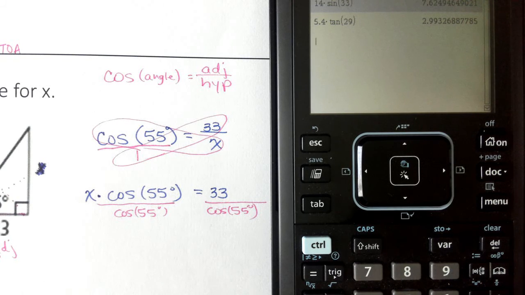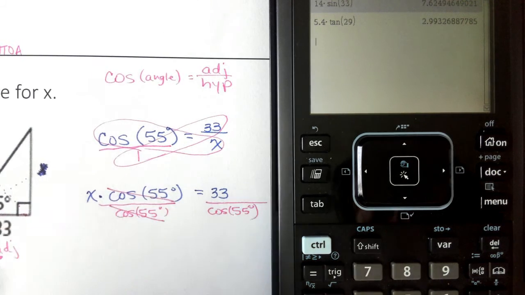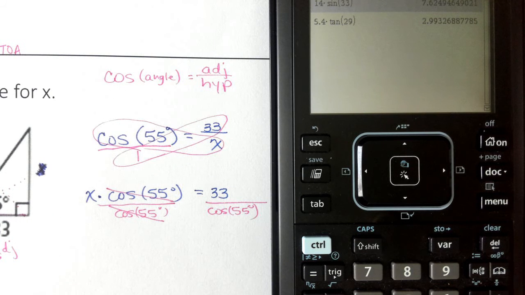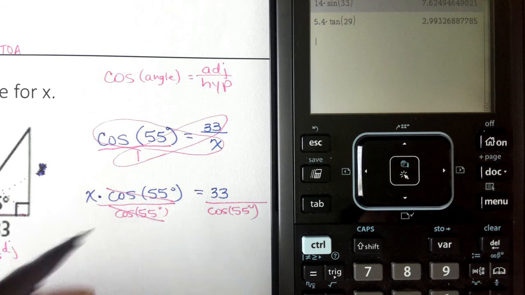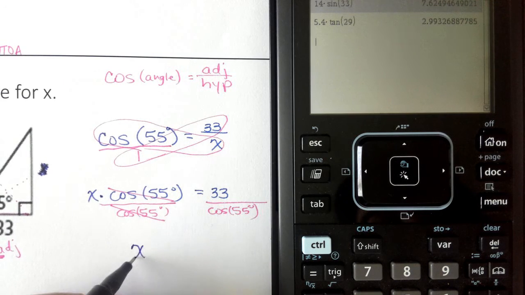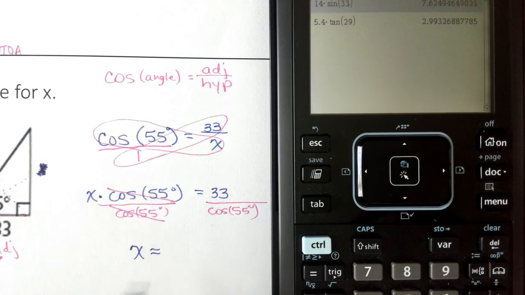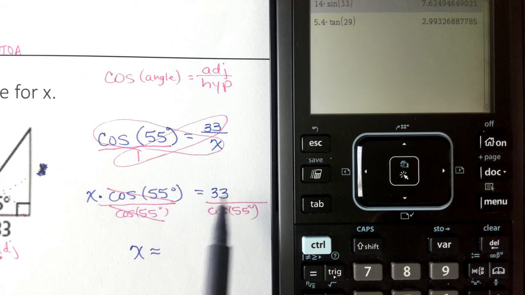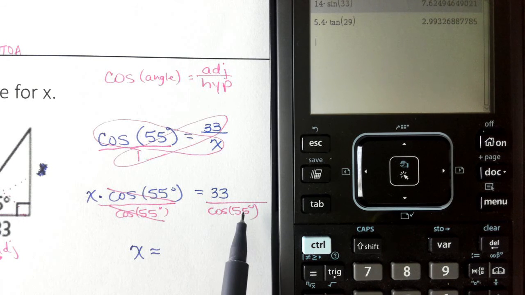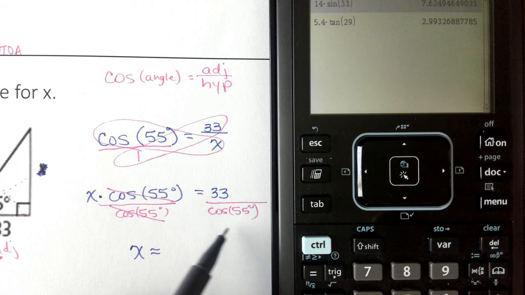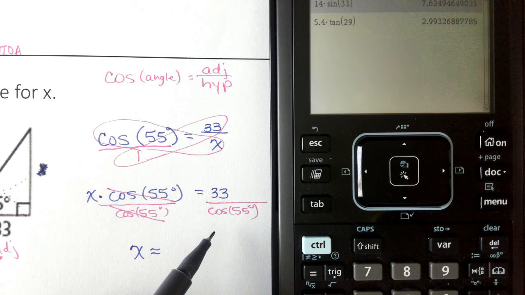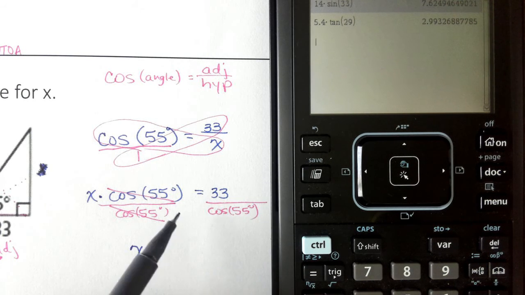Okay, on the left side of the equation, cosine 55 over cosine 55, those equal 1. Anything divided by itself is 1. That leaves us with just an x. That's what we needed, was just an x. And that's equal to 33 over cosine 55. Well, this side can be simplified in this last step. That needs to go in the calculator.